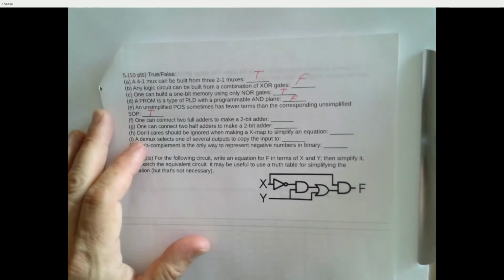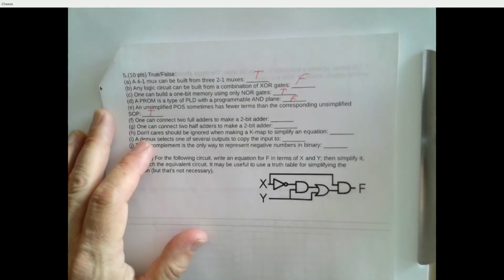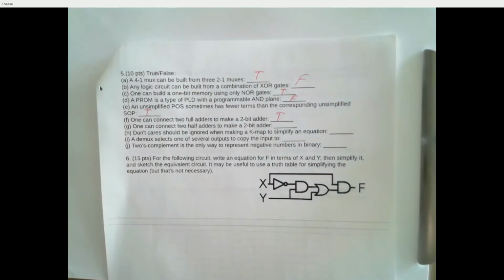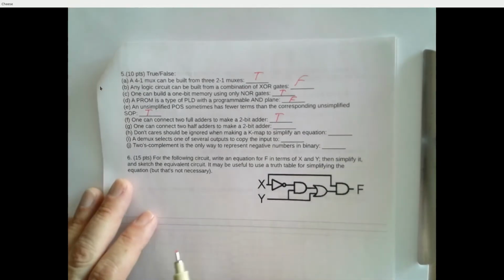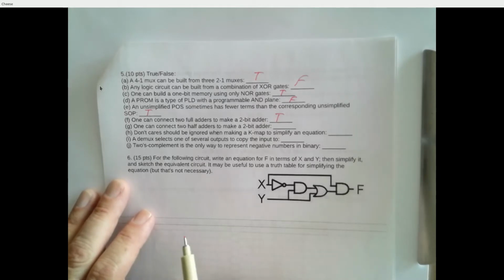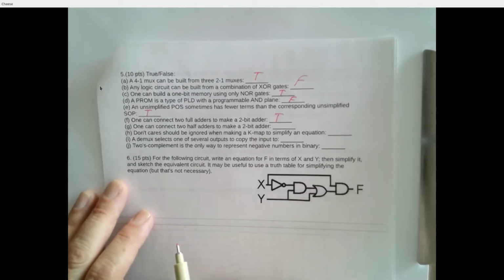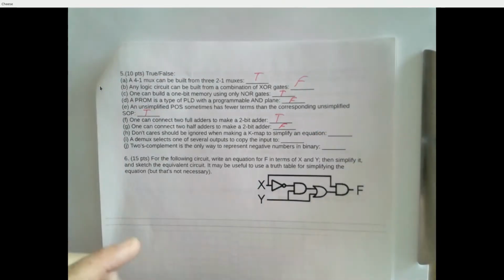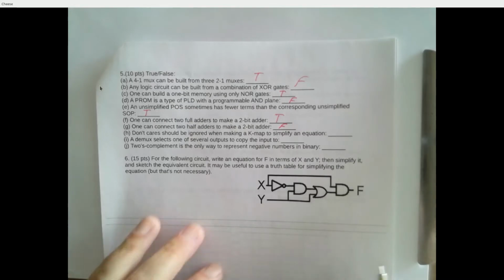One can connect 2 full adders to make a 2-bit adder. That is true. We don't usually do that. We usually use a half adder, full adder. But if you got 2 full adders, just feed that first carry a 0, and it's acting like a half adder. You can connect 2 half adders to make a 2-bit adder. That's false unless you add some extra stuff to make up for what you're missing in that second half adder.